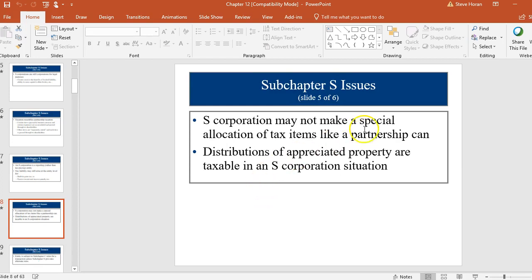S corps may not make a special allocation of tax items like a partnership can, and distributions of appreciated property are taxable in an S corp situation. So that's one thing to think through. Distributions of appreciated property are taxable.